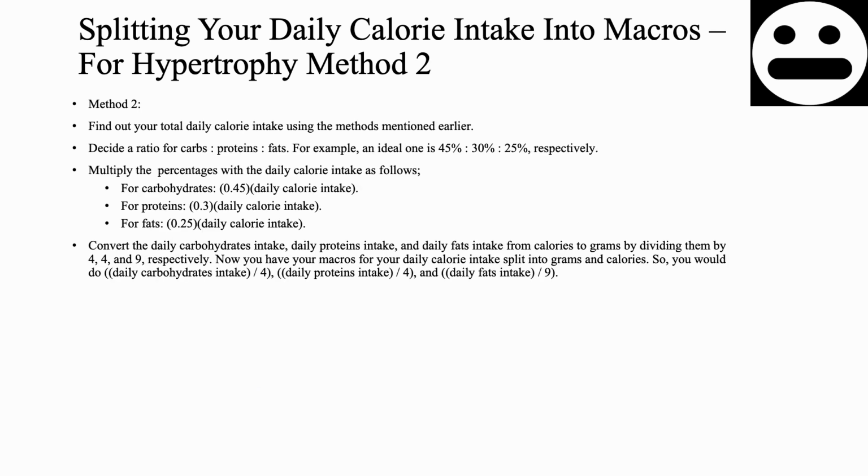Now there's another method you can use, which is quicker. Actually, it's the same thing, it just depends how you want to see it. Find out your daily calorie intake, and then you can decide from the get-go the ratio of carbs to protein to fats. An example, an ideal one is 45% carbs, 30% protein, and 25% fats. Multiply the percentages with the daily calorie intake as follows. 0.45 times daily calorie intake for carbs, etc., and then convert them into grams.